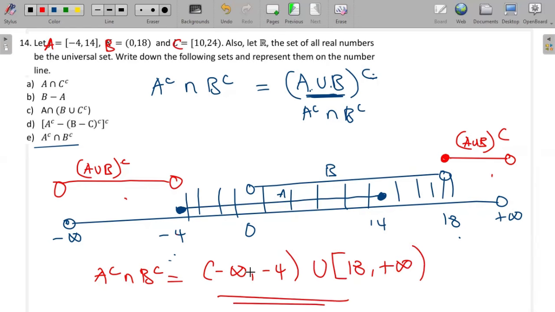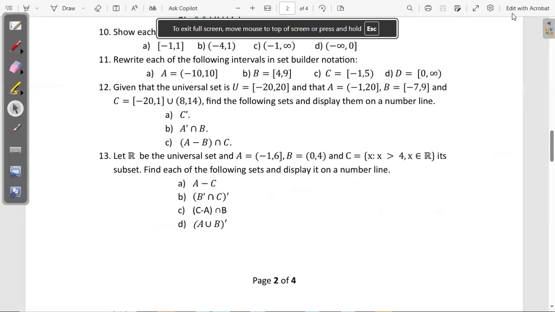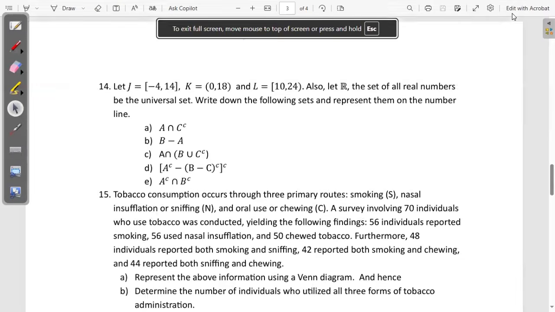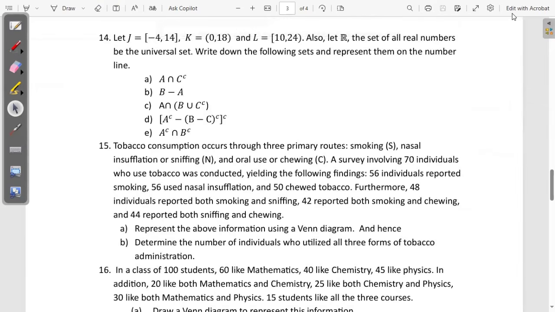And we are done with questions on set interval notation. So continue studying for your quiz. Know all the concepts on set theory, and then you'll be good like that. So we've solved the questions on the tutorial sheet from question 1 up to 14. So I've solved up to here.